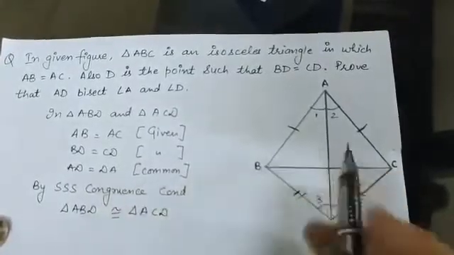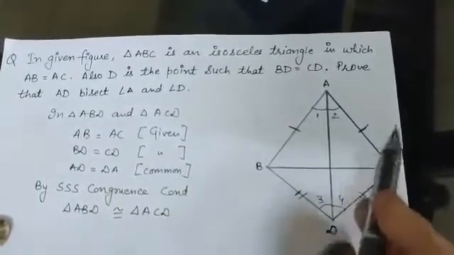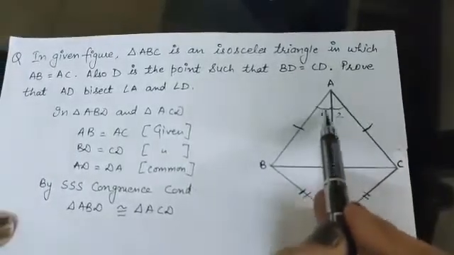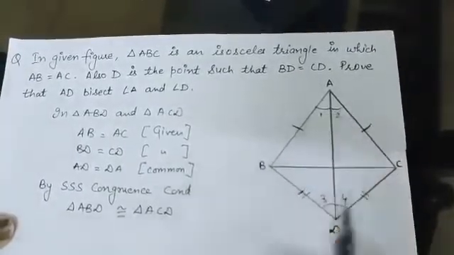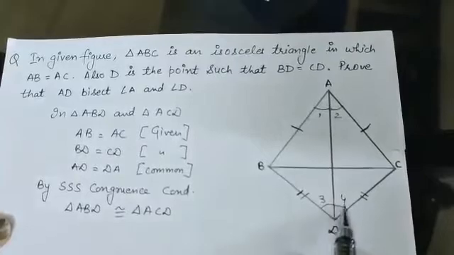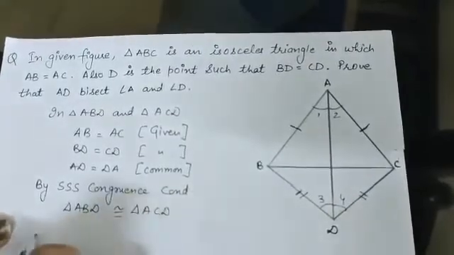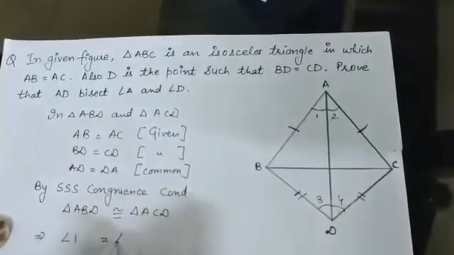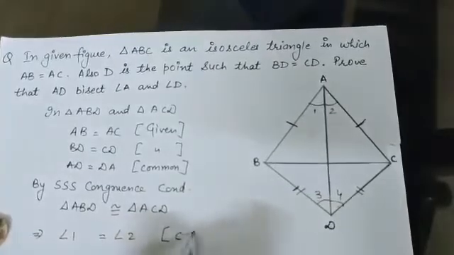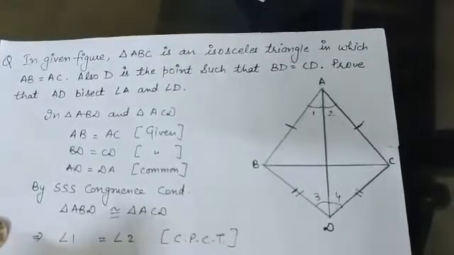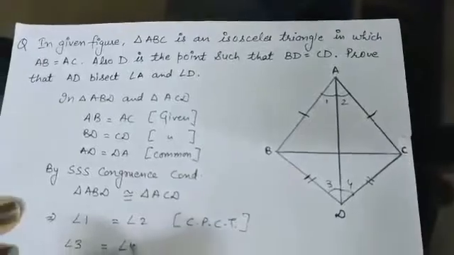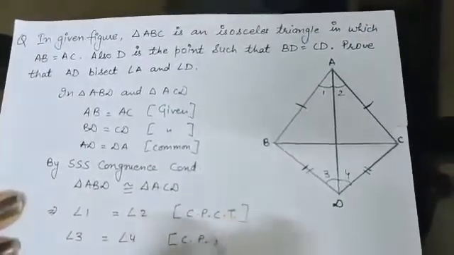And if these two triangles are congruent, now by CPCT we can say that this angle is equal to the corresponding angle, angle 2, and angle 3 is equal to the corresponding angle, that is angle 4. So we can say that therefore angle 1 is equal to angle 2, the reason being CPCT, as well as angle 3 is equal to angle 4, the reason being CPCT.